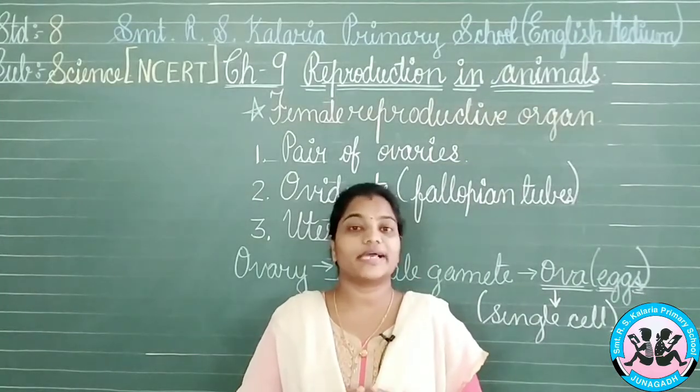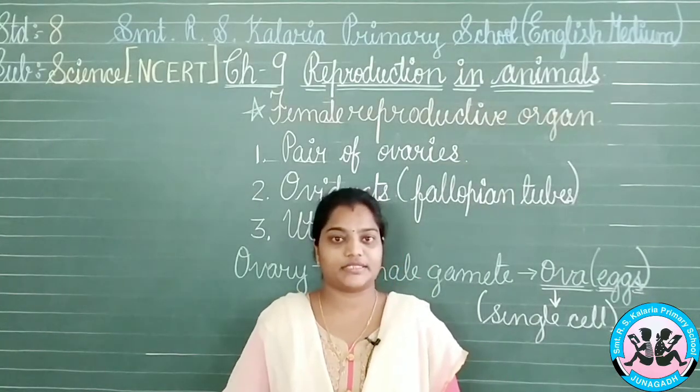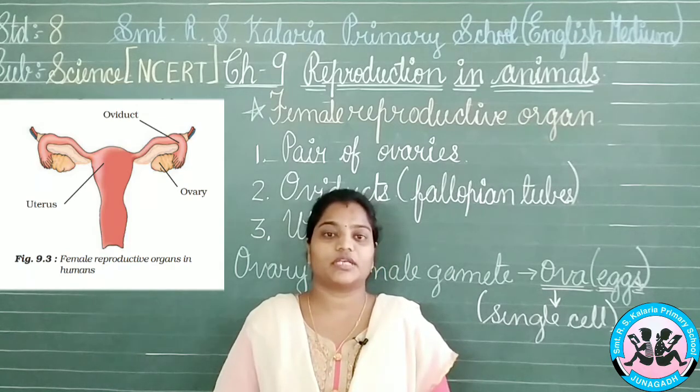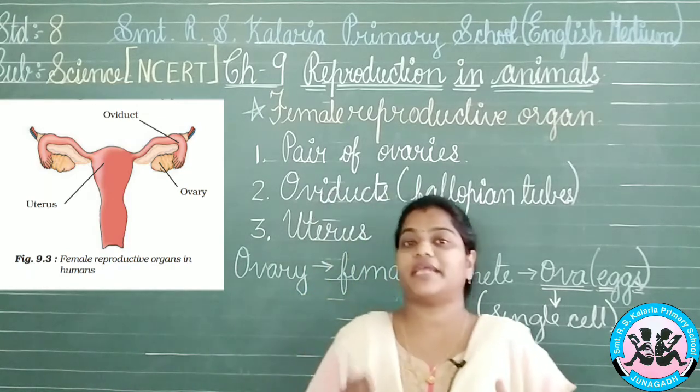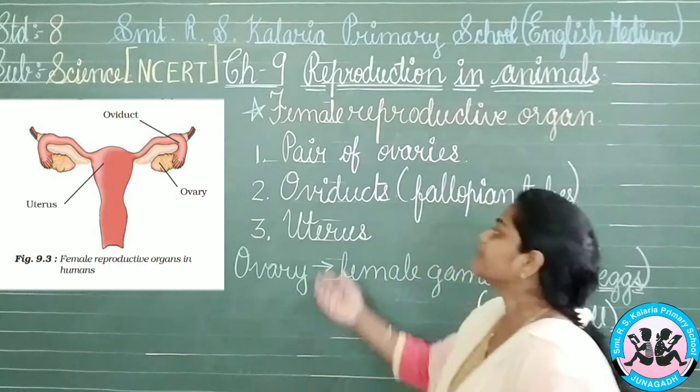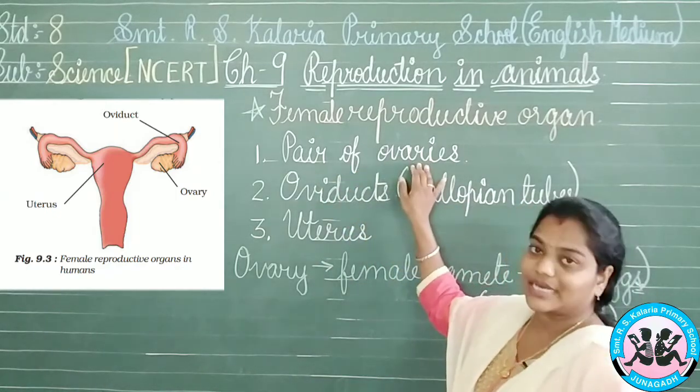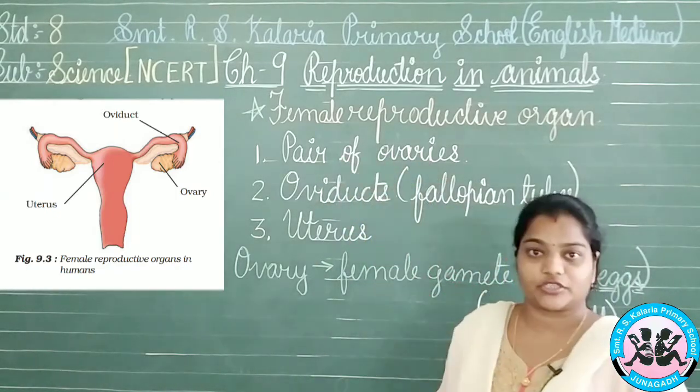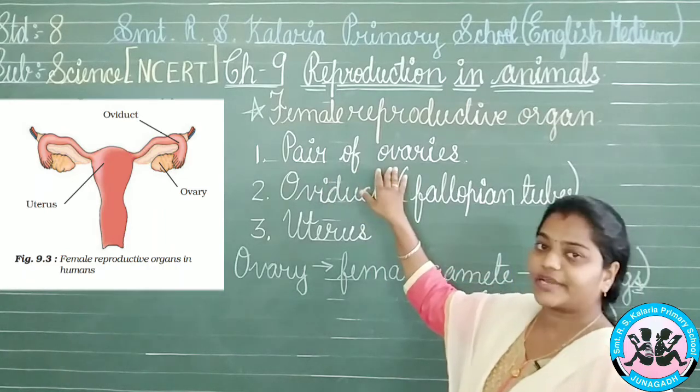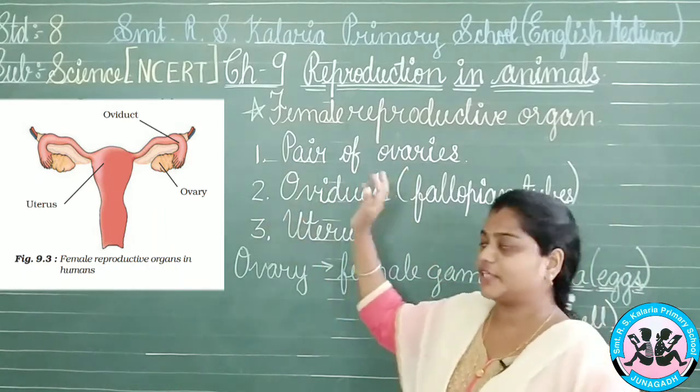Let us have a look at the female reproductive organs. Like the male reproductive organs, in the females also there are some pairs of things. Now, what are these? A pair of ovaries is present, as you can see on the picture also. The pair of ovaries means they are side by side of each other.